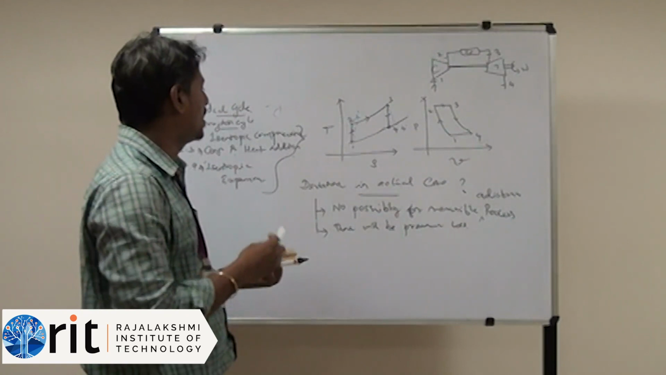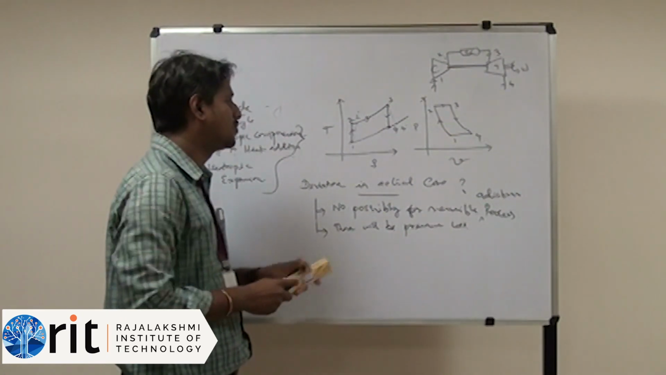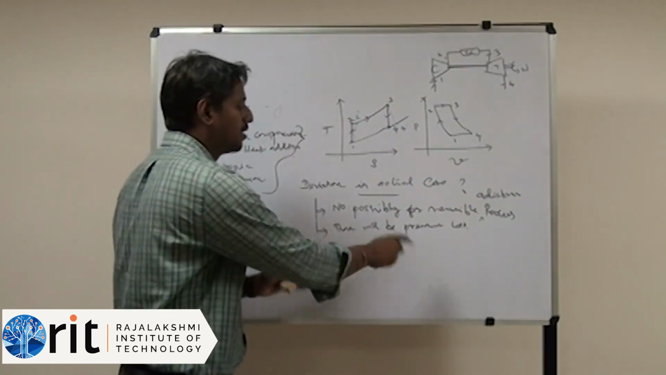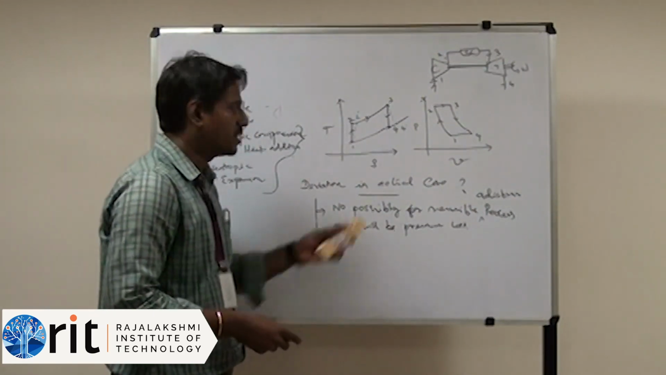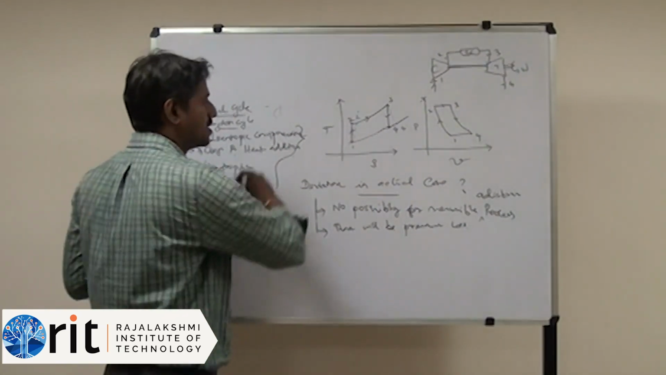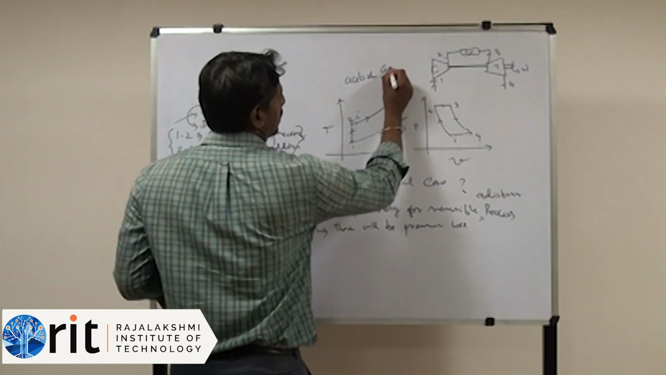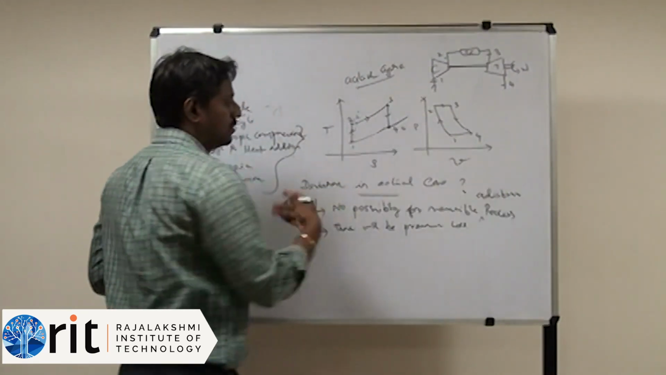So what is the deviation in the actual case? The deviation from the actual case is that there is no possibility for a reversible adiabatic process. There will be pressure losses. These are the two deviations which are represented in the TS diagram for the actual case. So far we discussed the ideal case. This is the actual cycle.